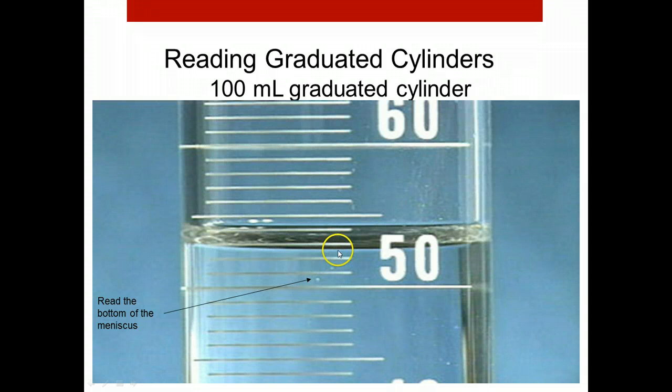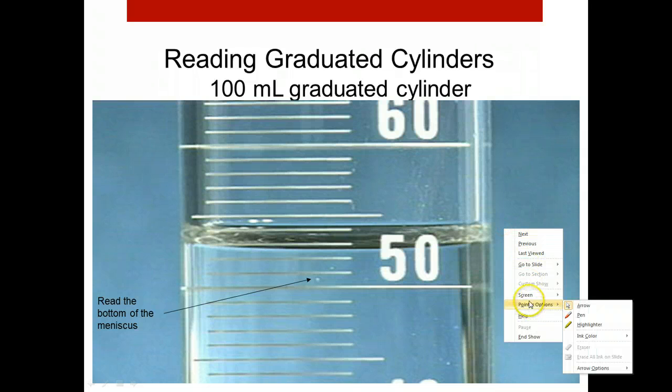So when we look at this meniscus, it is between 52 and 53. So let me go to my pen.